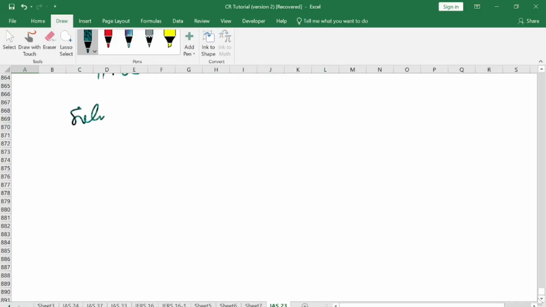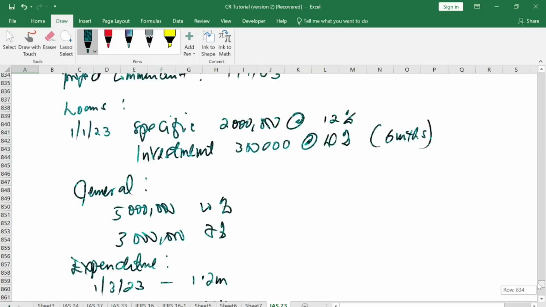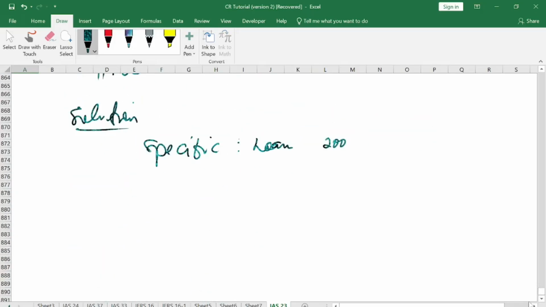So solution with the specific, what's the borrowing cost? The loan is 2 million. Let me add 3 zeros. So 2 million, and then the rate is 12%. That gives you 240.